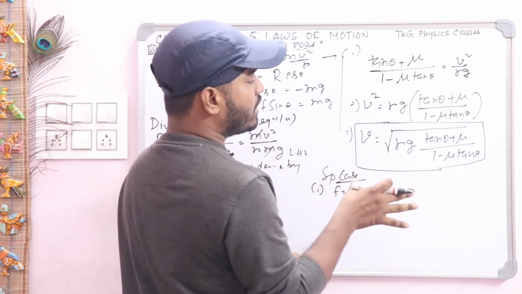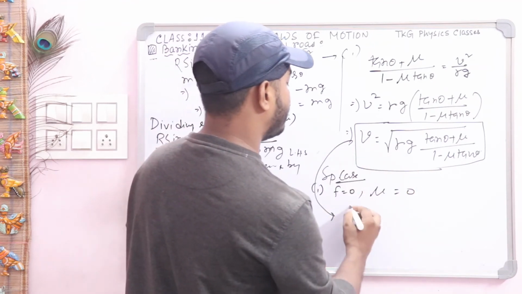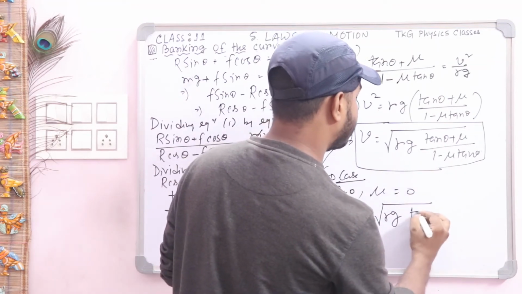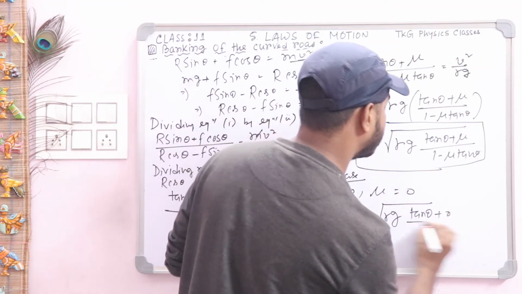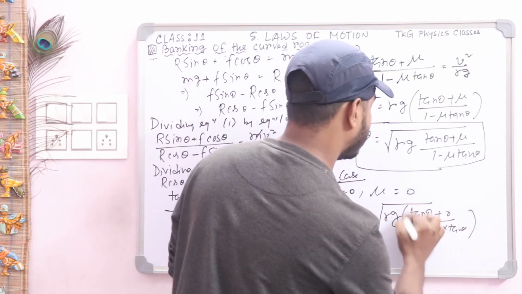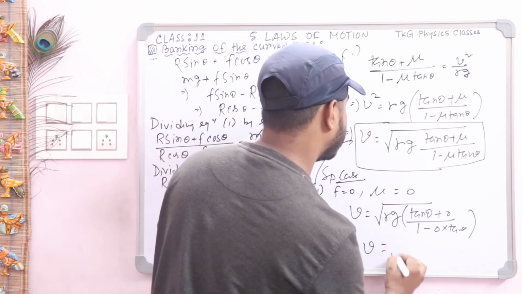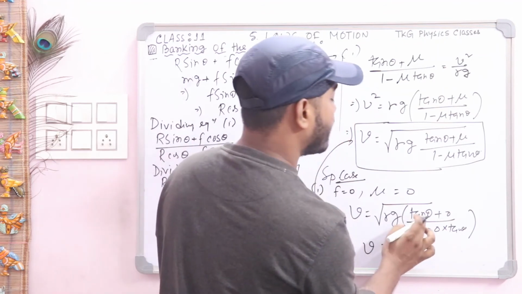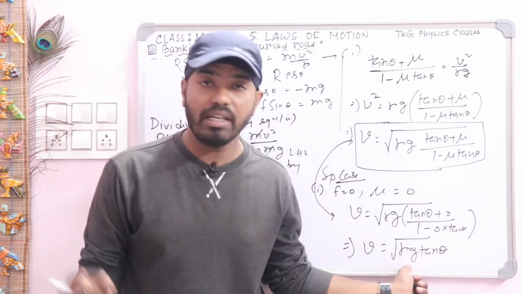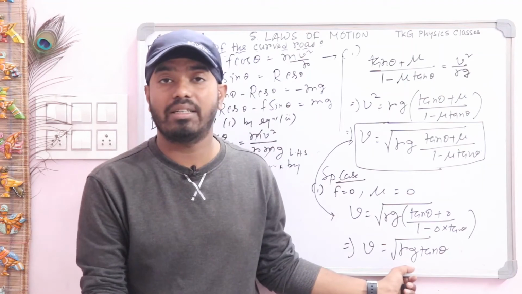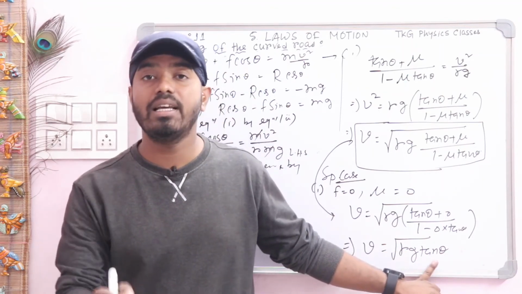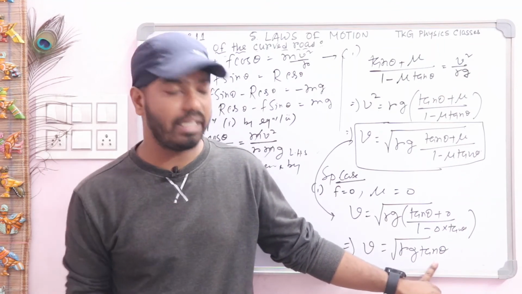So when the coefficient of friction is 0, using this formula, what happens? V equals the root of rg times tan theta plus 0 divided by 1 minus 0 into tan theta. So the answer becomes V equals the root of rg tan theta, only tan theta. This is the general equation, V equals root under rg tan theta. From here you can also find the tan value of the angle of banking.